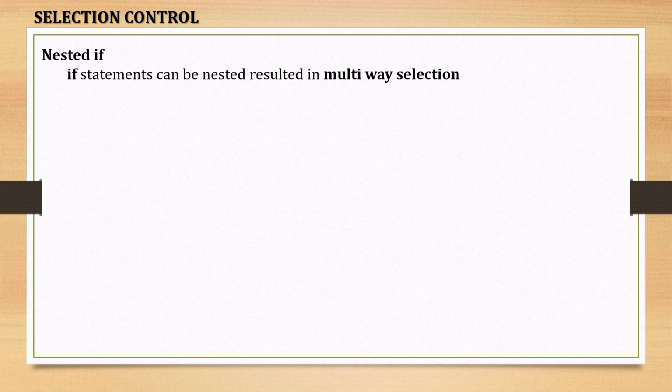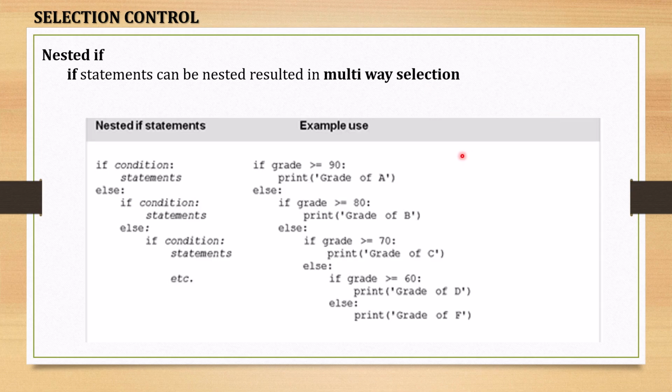Now moving on to the next thing. In selection control, we have a next thing called nested if. So what is nesting? Here, if statements can be nested, which results in a thing called multi-way selection. So we can have multiple options. We have a syntax and example for that. As I have already told you, the nested if also starts with the if keyword and it will have a condition. Down to that, it will have statements. If that particular condition is false, it will move on to the next thing. Likewise, once the condition fails, it will move on to the next false part.